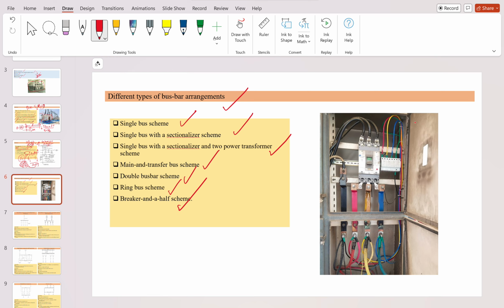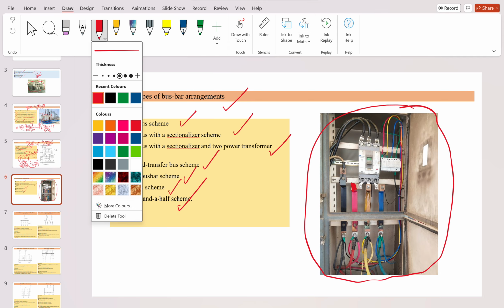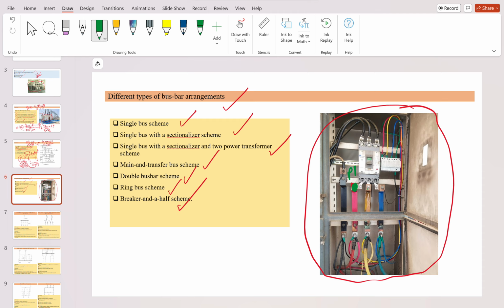Here is one image I have kept. Let me take another pen. Suppose this is point one, this is point two, this is point three, and this is point four. This is the R, Y, B lines, and this is the neutral. The incoming lines are coming here, and this is in the off state.